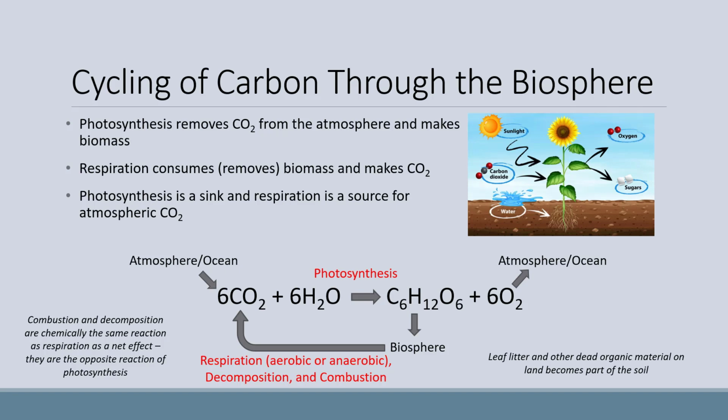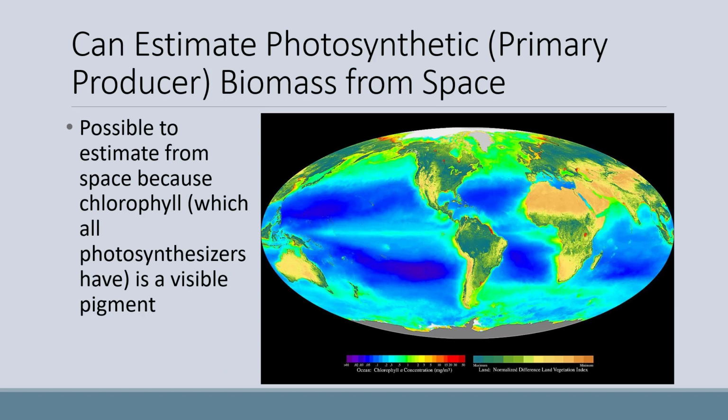Respiration, whether it is aerobic or anaerobic, is still going to consume organic matter and produce CO2. So both are sources of CO2. I included a helpful diagram that shows the sources and sinks in red and the reservoirs for either CO2 or biomass in black. We can actually estimate photosynthetic biomass from space. This is possible because chlorophyll, which all photosynthesizers have, is a visible pigment. Since a majority of the biomass on the planet is photosynthetic, which are also the main biological sink for CO2, we can get a rough idea of where most of the Earth's biomass is.